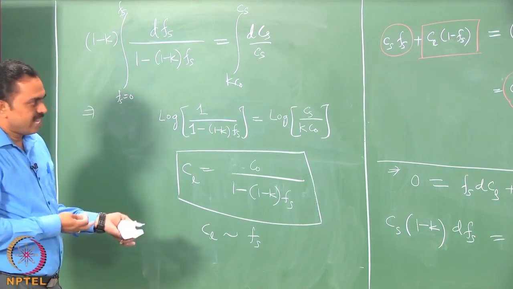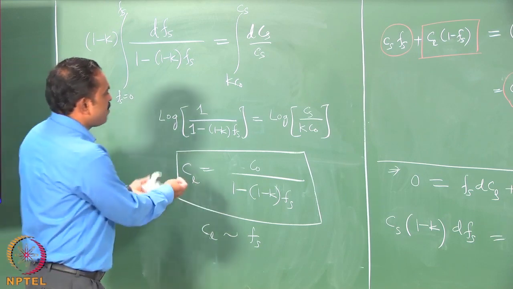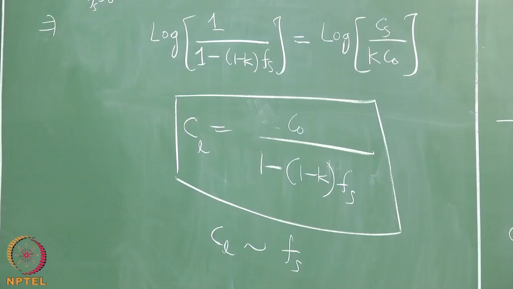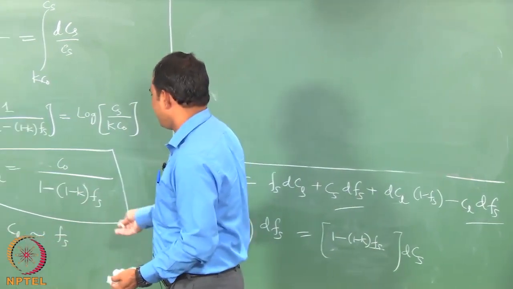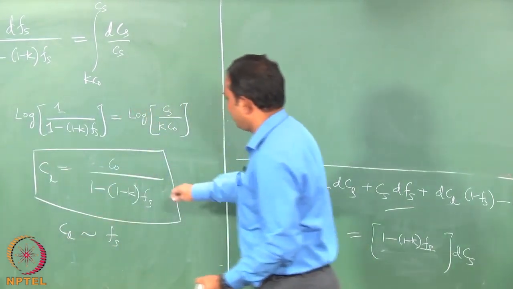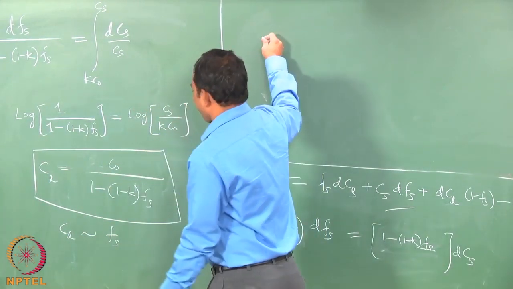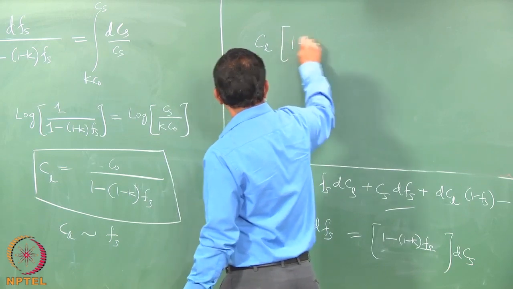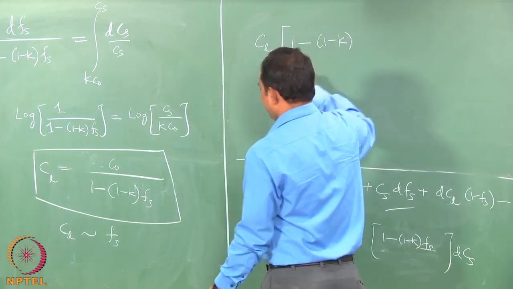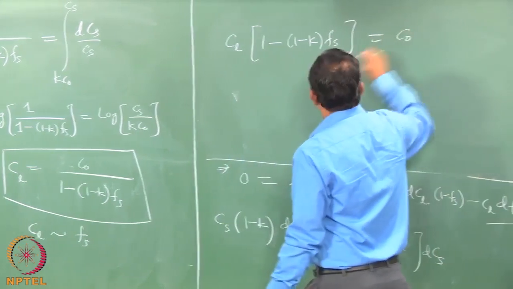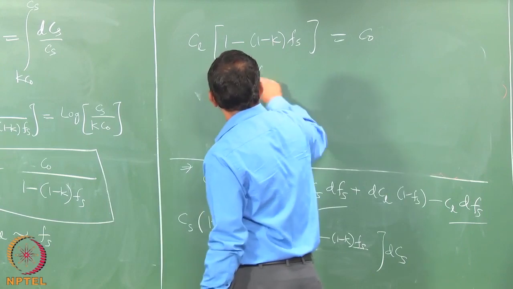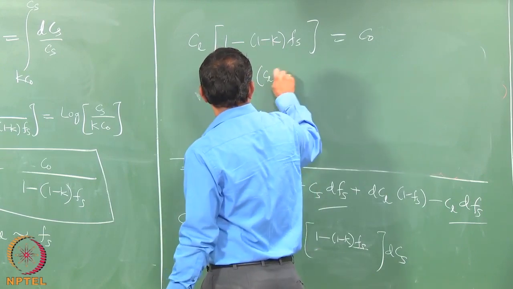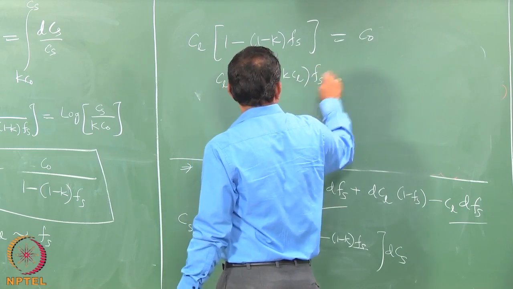Now, in this form, it may not be recognizable immediately what it is, but we would just simply manipulate a little bit and show you what it means. So, what does balance of solute mean is being demonstrated. So, what we would do is that we would just take this expression and manipulate. So, you would have the expression CL into 1 minus k Fs equal to C naught. So, I will write it as CL minus k CL into Fs is equal to C naught.